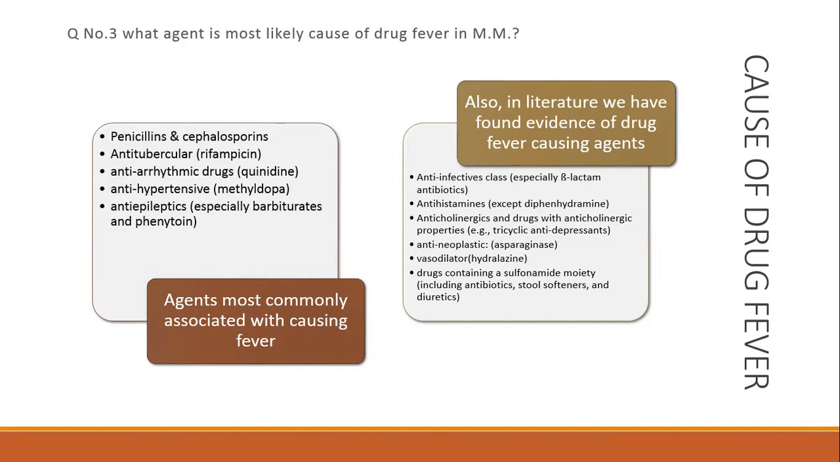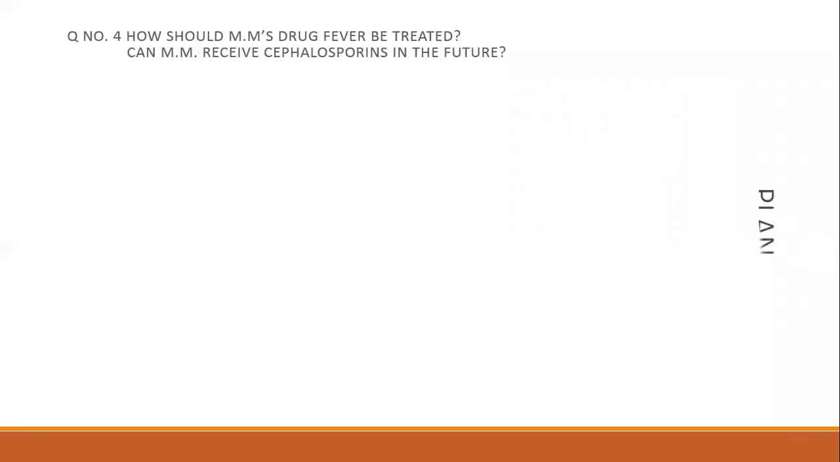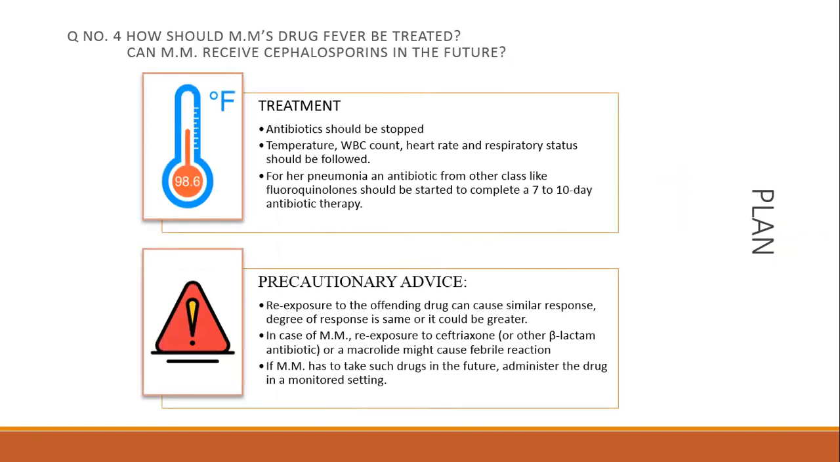In case of MM, cephalosporin or macrolide is most likely causing fever, as acetaminophen and famotidine rarely cause only fever without any other allergic reaction. Treatment of MM is that MM's antibiotics should be stopped and simultaneously her temperature, WBC counts, heart rate, and respiratory status should be followed. For her pneumonia, an antibiotic from other class like fluoroquinolones should be started to complete a 7 to 10 day antibiotic therapy.